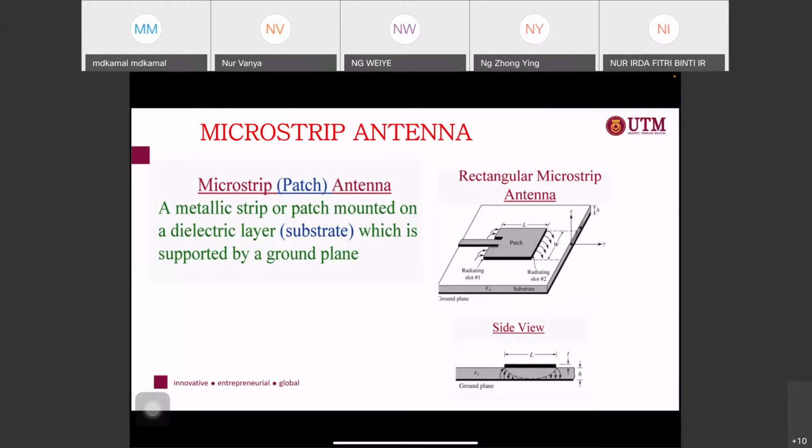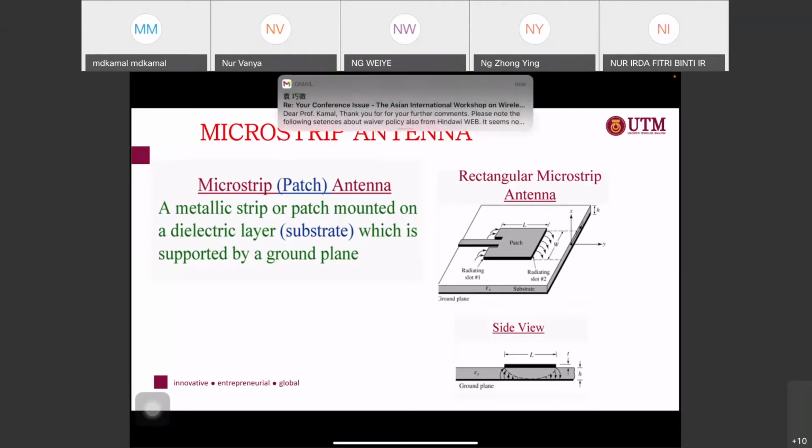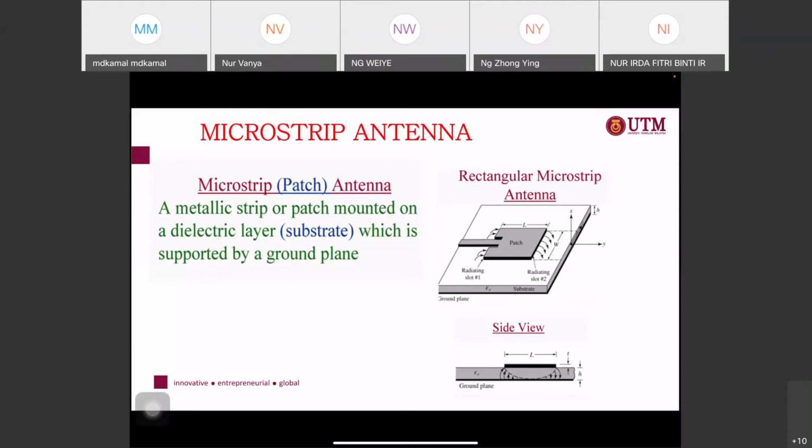Half wavelength means the resonance frequency can occur, so it depends much on the length of your patch itself. As usual, you have the patch, and then there are the radiating edges. The radiating edge comes from the edge of your antenna itself. So if you have your L here, there are some electromagnetic fields going in and out from the patch itself.